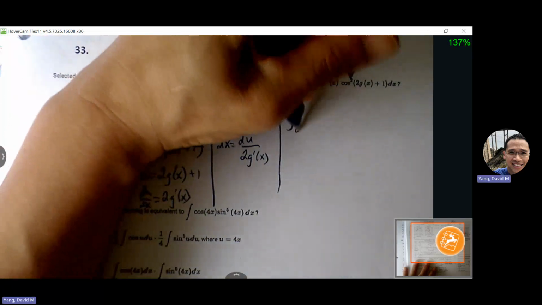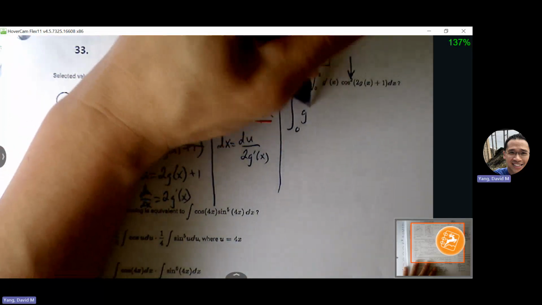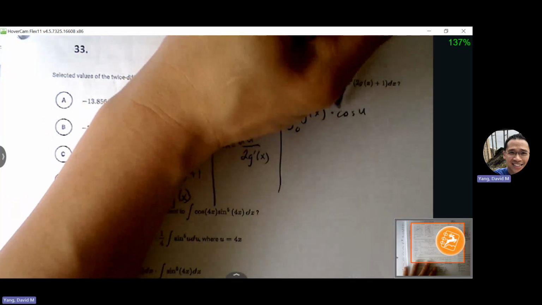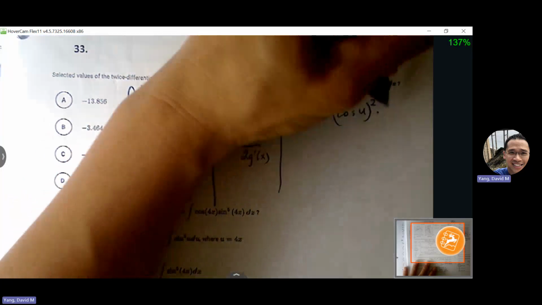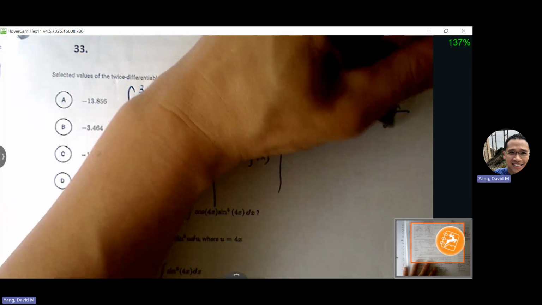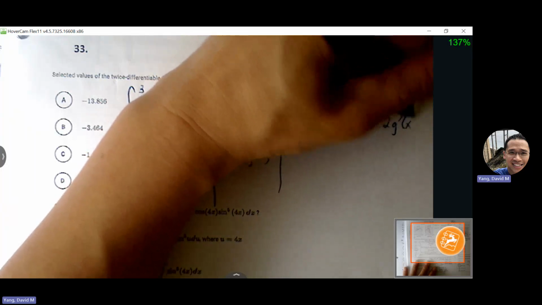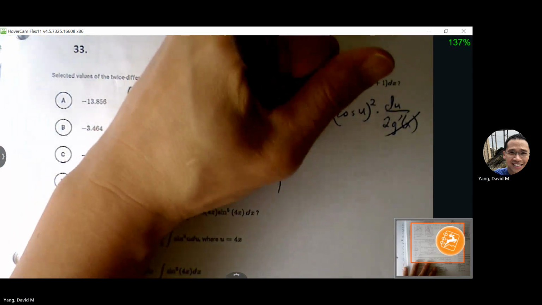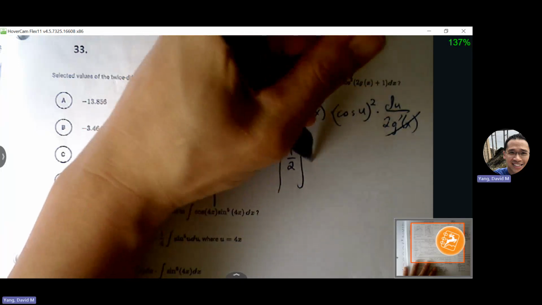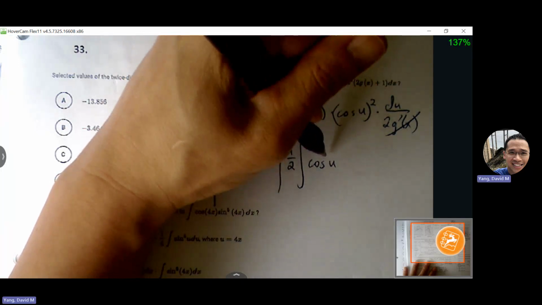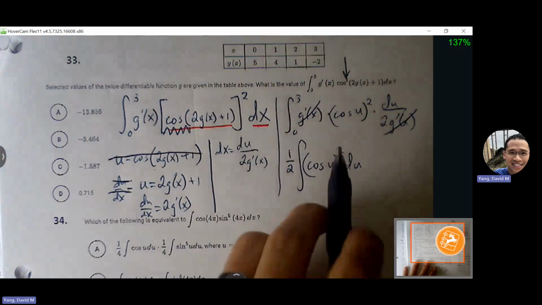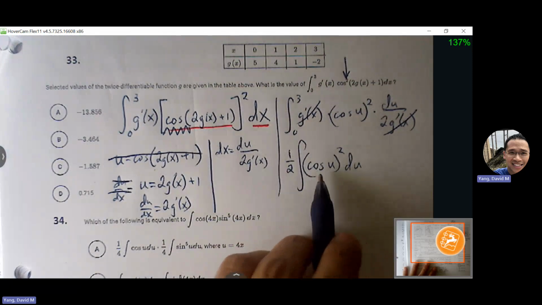Okay, so here's my integral from 0 to 3 of g prime times cosine of u squared du over 2g prime of x. Okay, my g primes cancel out. I have a leftover 1/2 integral of cosine of u squared.